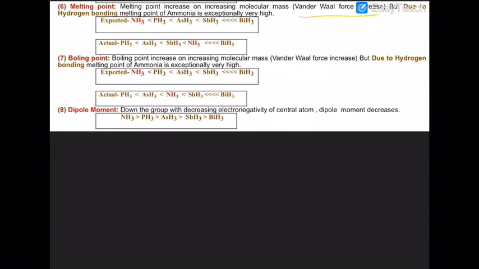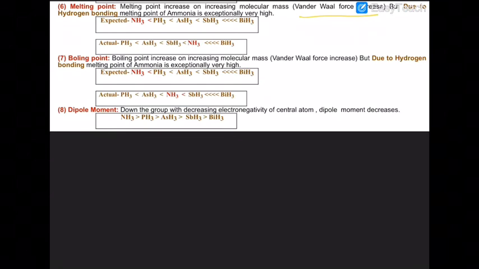Similarly, in case of boiling point also, the expected trend is that as we move down the group, the boiling point increases. But here also, the exception comes out: due to the formation of hydrogen bonding, ammonia is able to show a higher boiling point.